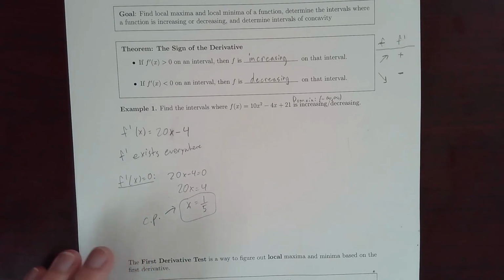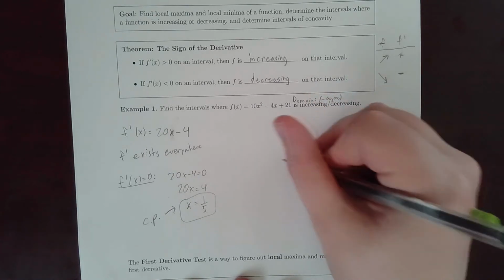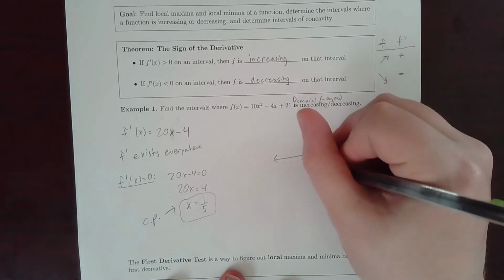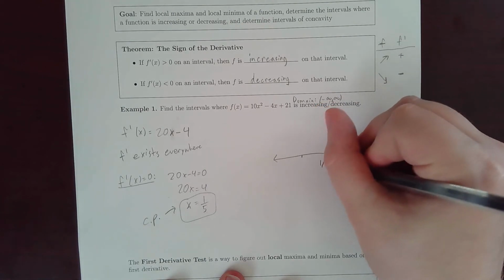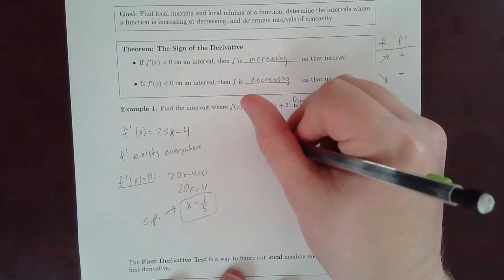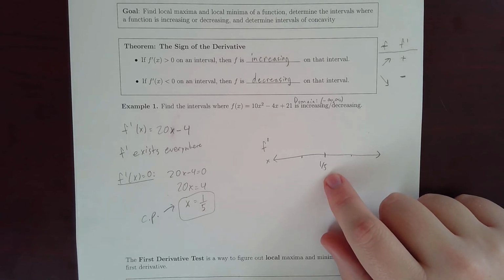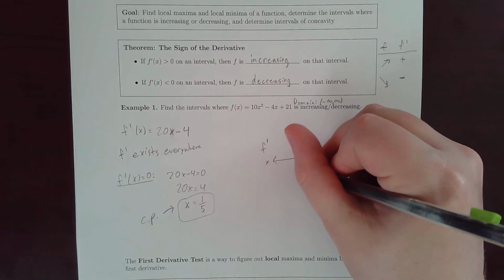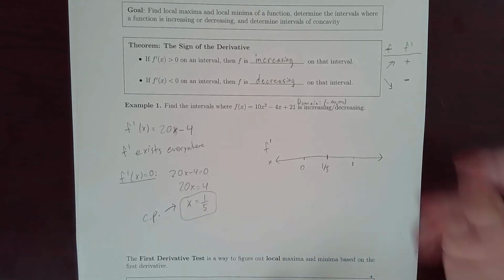Now from here, what we're essentially telling ourselves is that we have some sort of derivative, and we want to know what's happening with the function. So I'm going to put a couple of points on here. Here's 1/5 on the x-axis. We know the derivative equals 0 at this point, but we want to know if the derivative is positive or negative. So what we're going to do is pick an x value on either side of 1/5 to plug in and see what's going on.